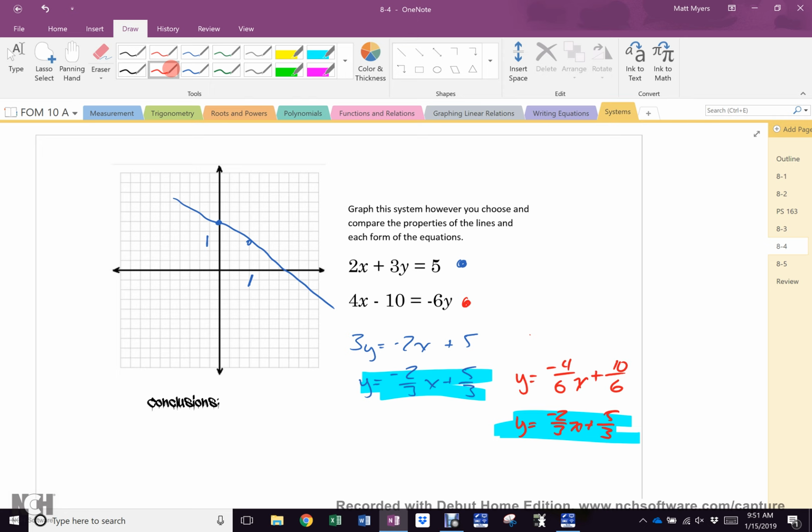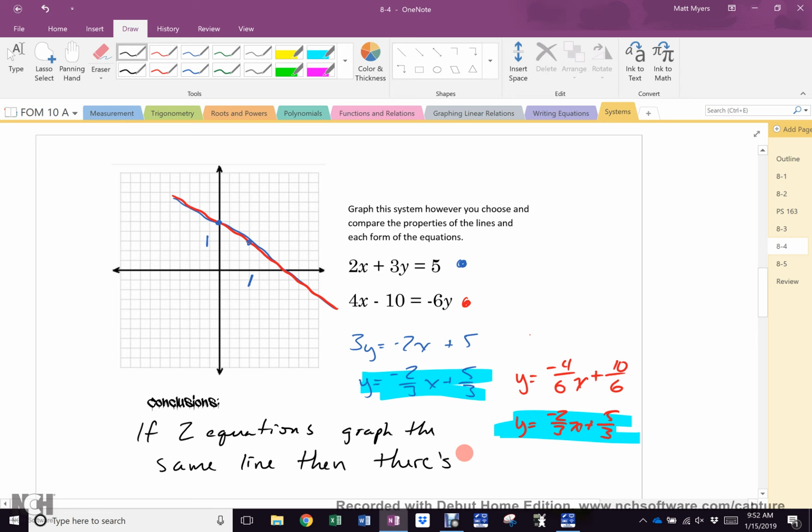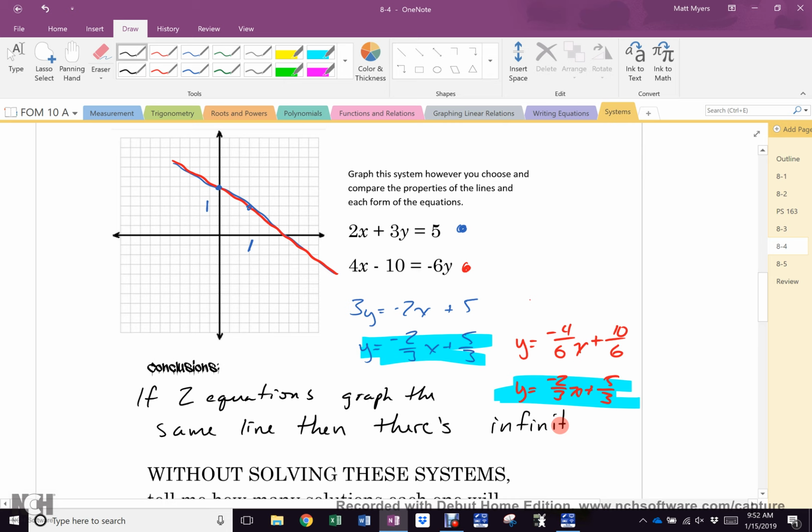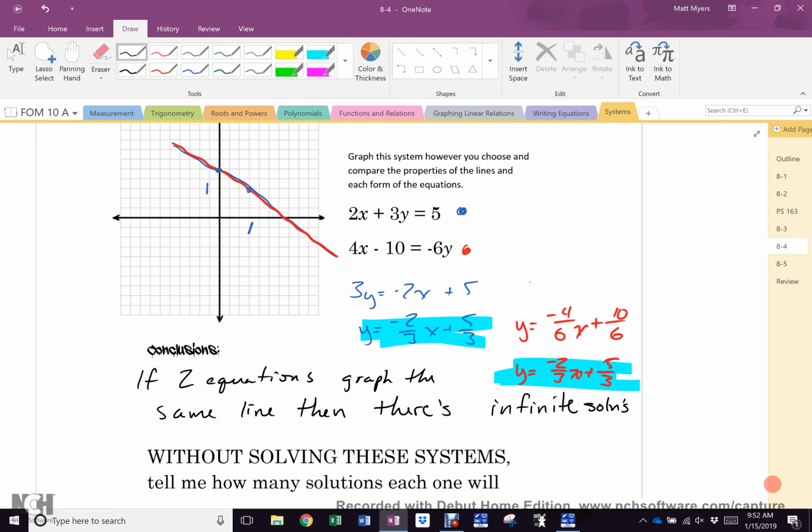The exact same spot. How many times do those lines touch? All the time. Infinitely, yes? So what conclusions can we make? If two equations graph the same line, then there's how many solutions? Infinite solutions. Everybody understand?